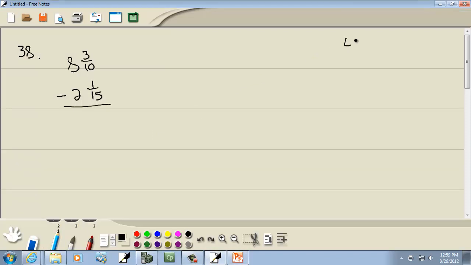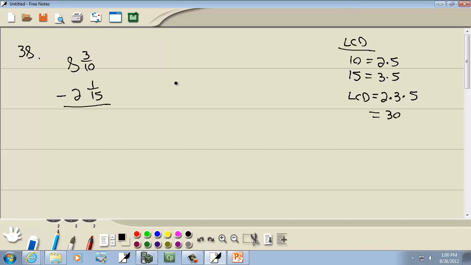Well, we first have to figure out what our LCD is. So I go work with 10 and 15. 10 is 2 times 5. 15 is 3 times 5. Our LCD, we're looking for the greatest number of 2's in any single line. There's 1 here, none here, so 1. Then go to the next prime, 3. I'm looking for the greatest number of 3's in any single line. None here, 1 here, so it'll be 1. Then I go to the 5. I'm looking for the greatest number of 5's in any single line. 1 here, so the greatest number of 5's is 1. 2 times 3 is 6, times 5 is 30.